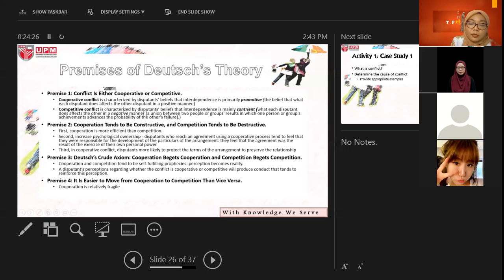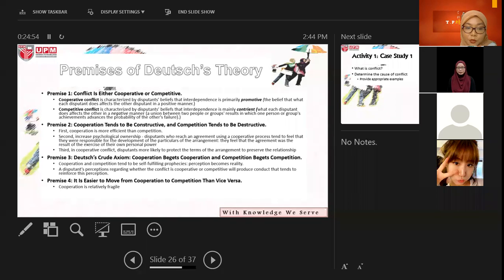First premise, conflict is either cooperative or competitive. Conflict situation ni boleh jadi 2 je kalau ikut modern Dutch. Either it is competitive or cooperative. Okay, and then the second premise, cooperation tends to be constructive and competition tends to be destructive. So kalau kita tengok ni, Dutch ni dia ada related to traditional view lah. So dia kata cooperation ni tends to be constructive, then competition tends to be destructive.